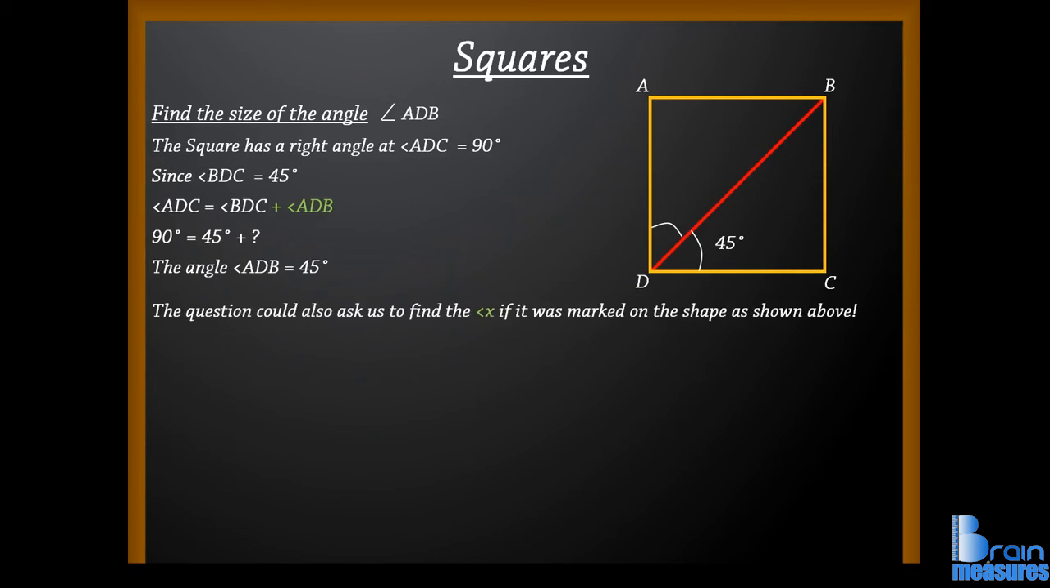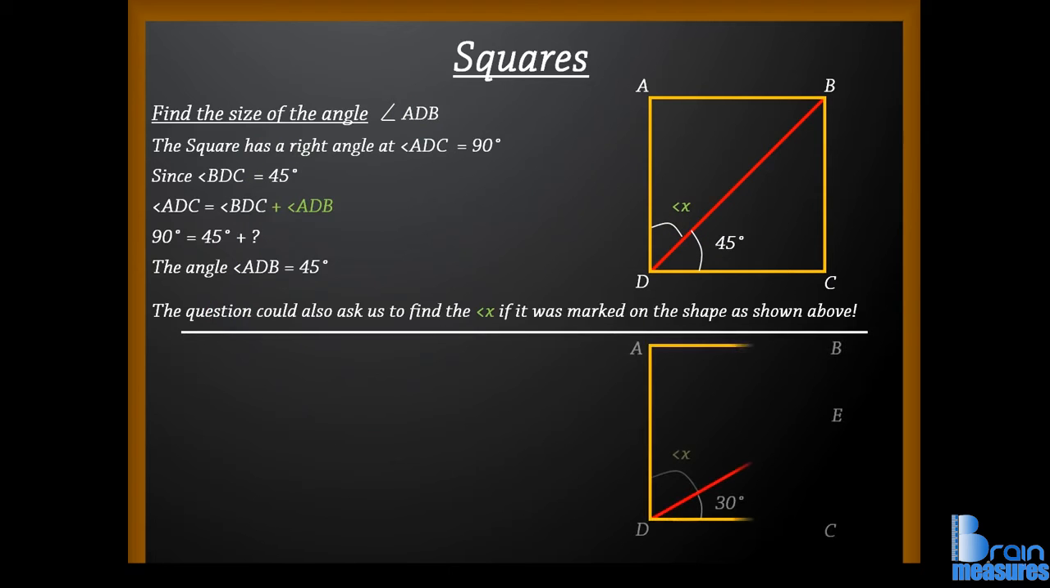Now the question could also say find the angle X if it was marked on the shape as shown like this. So instead of saying find the size of the angle ADB, you could just say find the angle X, and we would have to do the same thing. Let's do a couple of questions.